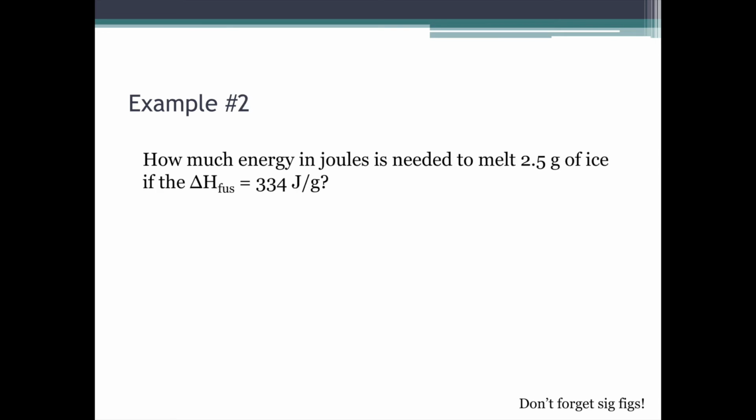Now that one was pretty straightforward. Example 2 is a little more complicated. How much energy in joules is needed to melt 2.5 grams of ice if the delta H of fusion is equal to 334 joules per gram? It's talking about melting, so I need to use the delta heat of fusion. So energy is equal to delta heat of fusion times grams.